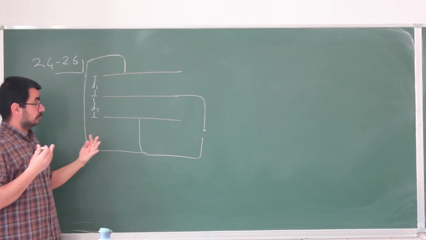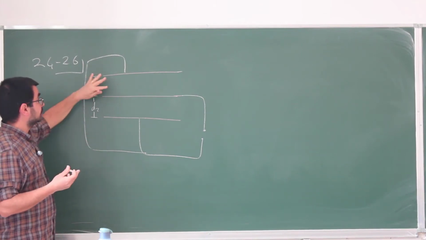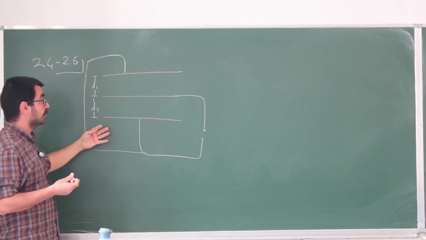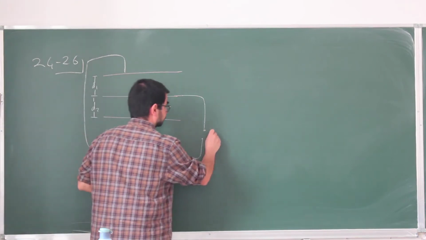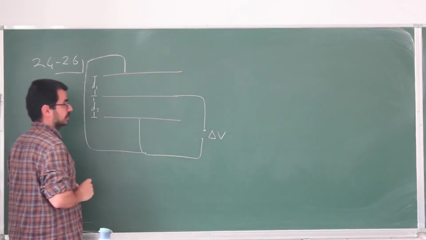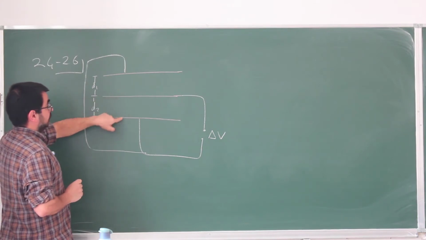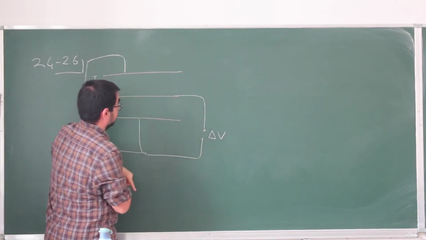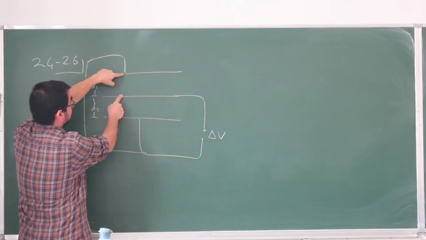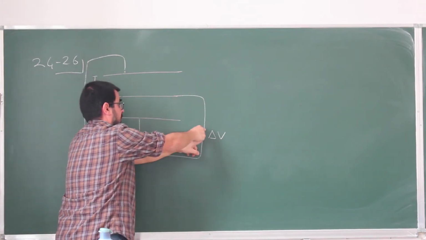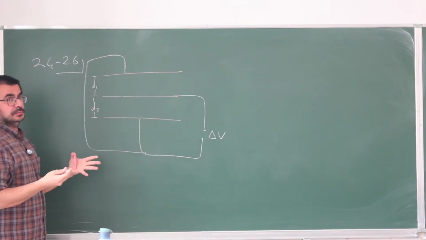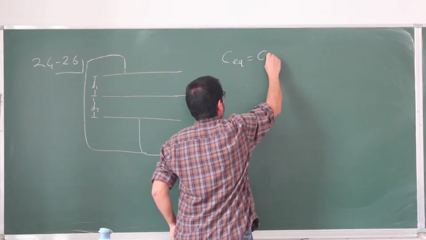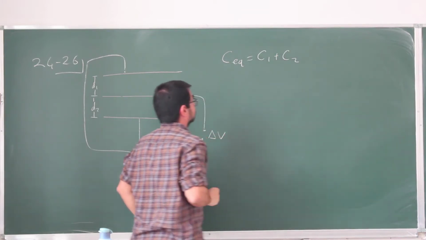The way to resolve this is to see whether they share a common charge or a common potential difference. In this case, they share a common potential difference. This is providing some potential difference delta V. The potential difference across these two is delta V, and the potential difference across these two is also delta V. These are connected in parallel. So my equivalent capacitance, C equivalent, is just going to be C1 plus C2.